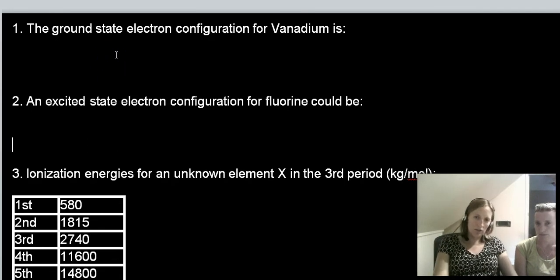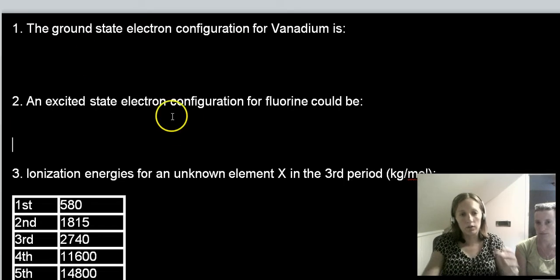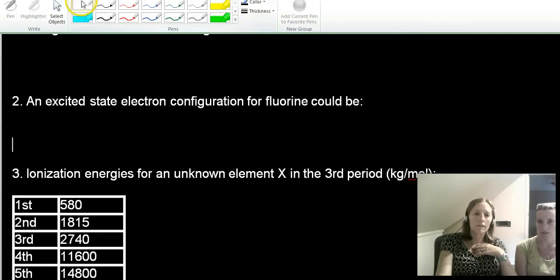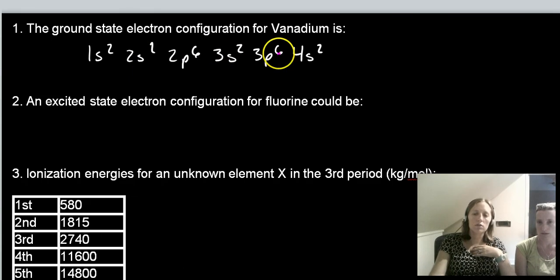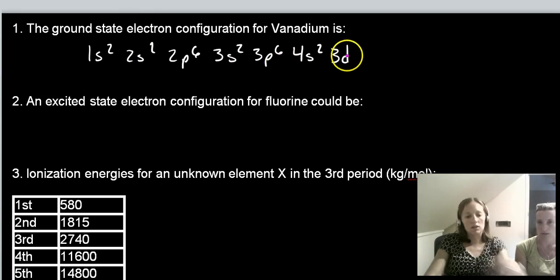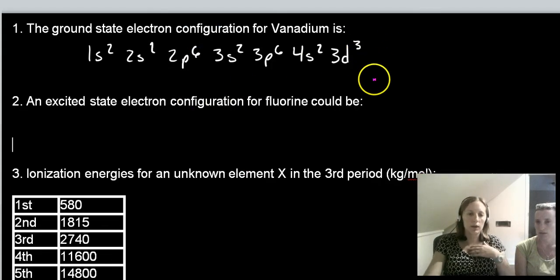1. The ground state electron configuration for vanadium is, well, I don't know, where's vanadium? Here he is, right there. So that's going to go all the way up to the first d orbital, which I happen to know. It goes like this: 1s2, 2s2, 2p6, 3s2, 3p6, 4s2, and 3d. Was he number 3? Yeah, 1, 2, 3. 3. Bam. There you go.